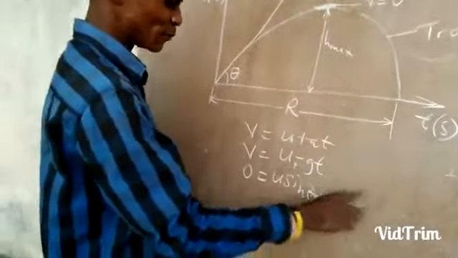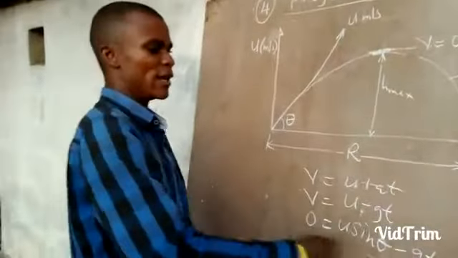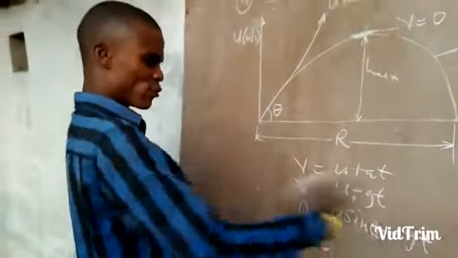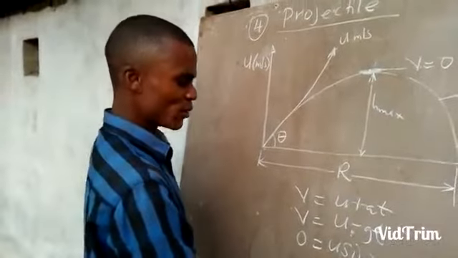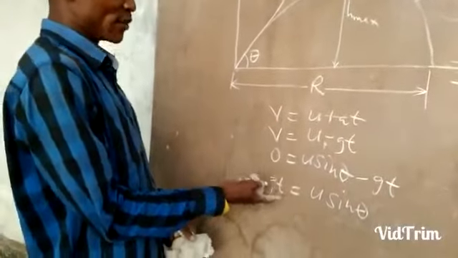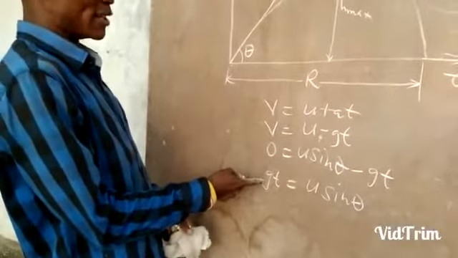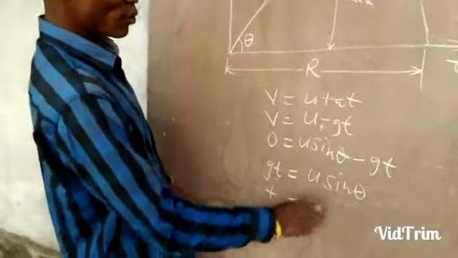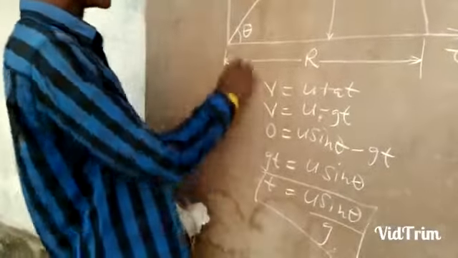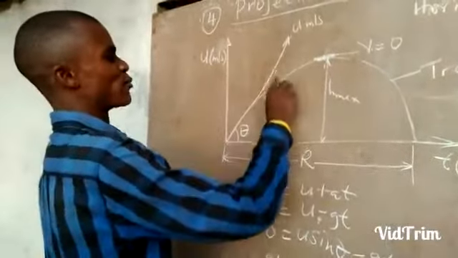Minus gt here. If I want to get minus gt positive, I will take it to the left. If I take minus gt to the left, it becomes positive gt equals u sine theta. When you want to get small t, divide both sides by g. So small t becomes u sine theta divided by g. That means it's the time taken by the object to go from here to the highest point.